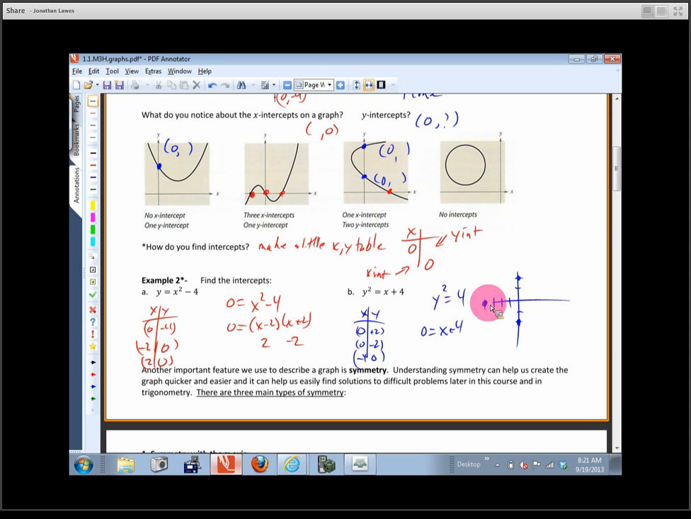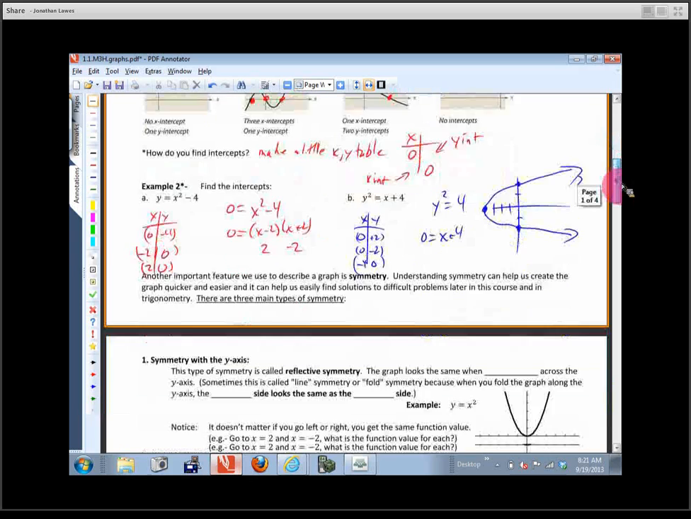Any ideas on what this would look like? Okay, I see a bunch of people doing this. It is a sideways opening parabola. Some of you may be aware of some of the problems with sideways opening parabolas. You may have graphed some of those before. We'll talk about that. All right, so that's x and y intercepts and a little bit about basic graphing.